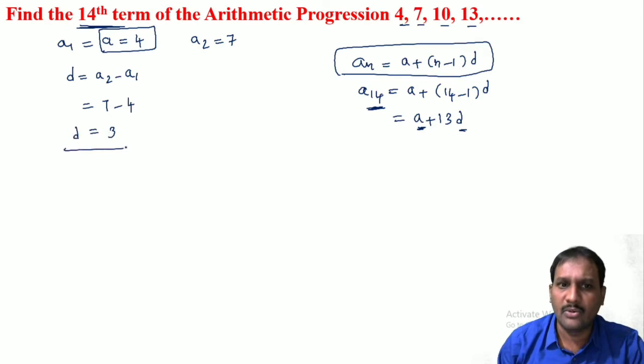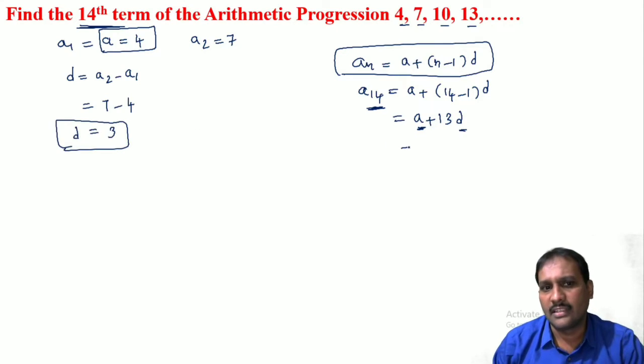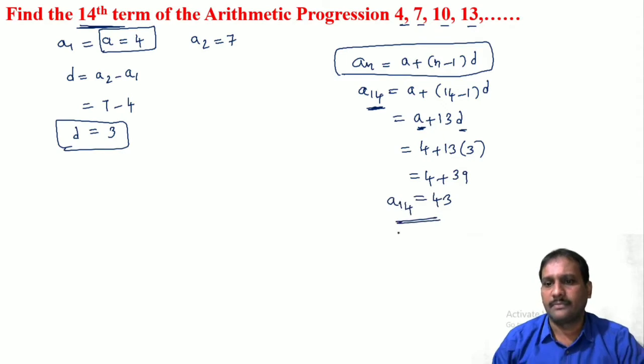Substitute the A value and D value in this. That is A is 4 plus 13 into D, and D here is 3. So that is equal to 4 plus 13 threes are 39. So 39 plus 4 is 43, which is the 14th term.